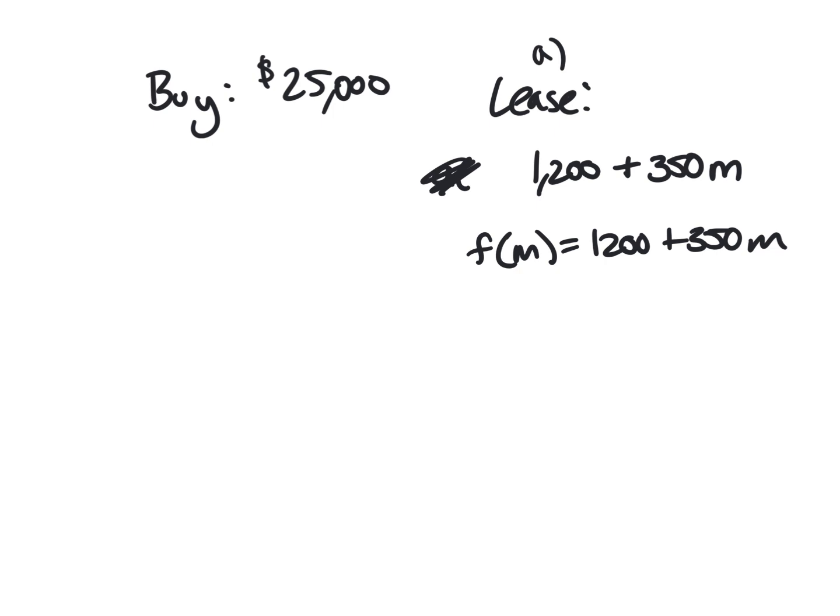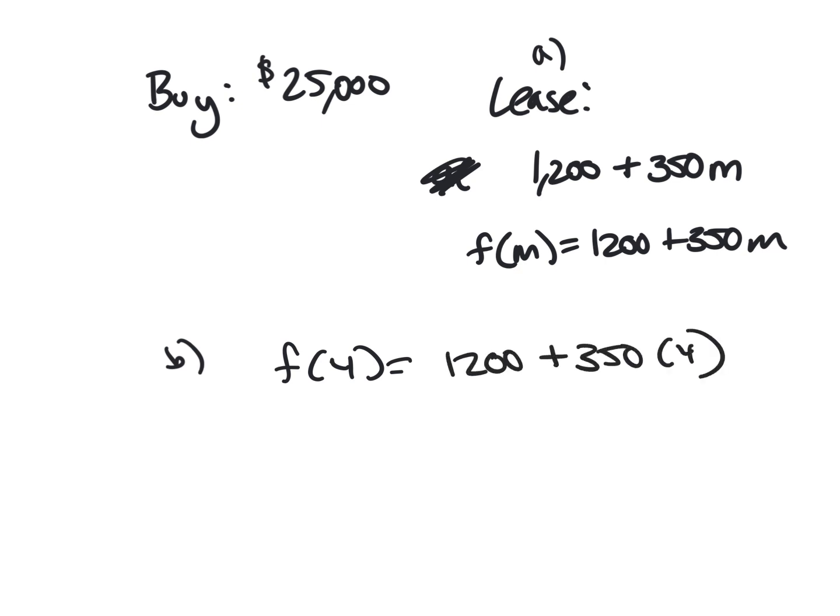Part B, with the lease option, after 4 years or 48 months, the car has a residual value of $10,000, meaning after 4 years, if you've paid this lease amount, you can then buy the car for just $10,000. The question is, is this a better deal, or is it better paying $25,000 outright and just buying the car? Well, let's see which one would be more expensive. We already know buying is $25,000. So let's see how much we'd pay towards the lease after 4 years. So this is part B. f of 4 is going to be $1,200 plus $350 times 4.